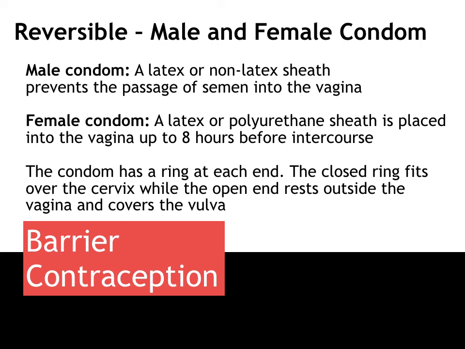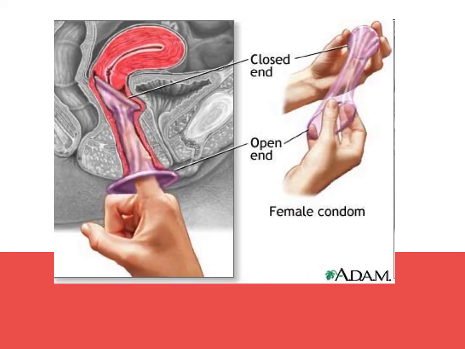This is latex or polyurethane, typically, again, a sheath, but this is placed in the vagina, and it's generally placed before intercourse. It can be placed there up to 8 hours before intercourse overall. And for the vaginal condom, there's a ring at both ends. The closed ring will fit over the cervix, basically, while the open ring will rest outside of the vagina and cover the vulvar area. So this is an image depicting the female condom and how that would look anatomically in terms of its orientation.